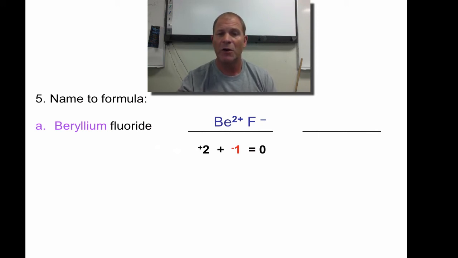What do you need to do? You need 2 of your fluorides. And then you know that +2 plus -2 equals 0. Then it makes the statement true. So if I need 2 fluorides, then I just put a subscript 2. BeF2. I need 2 of them.